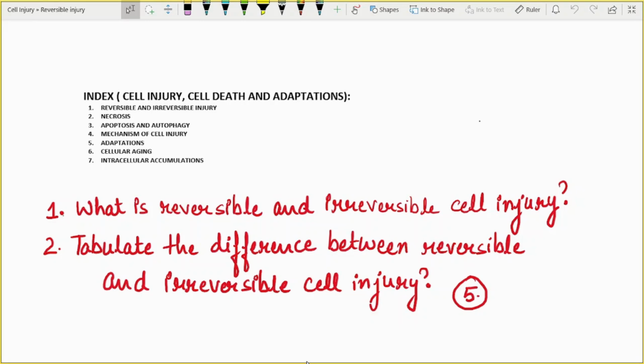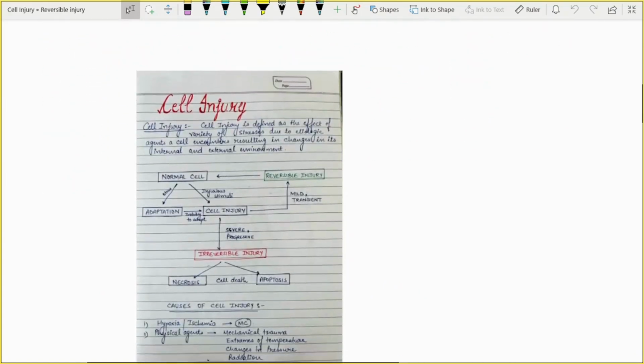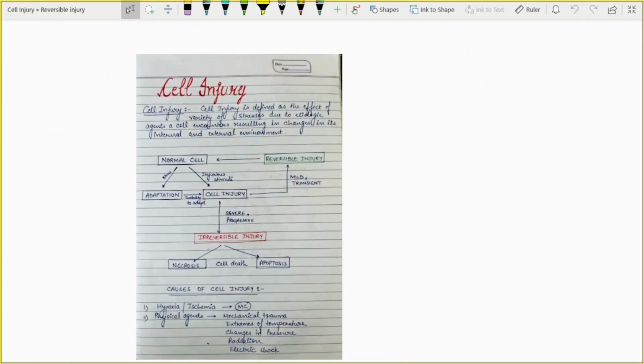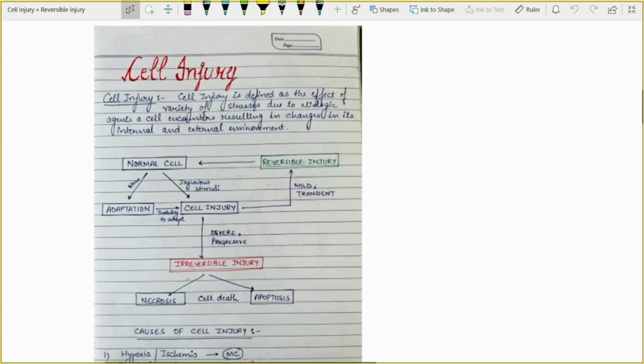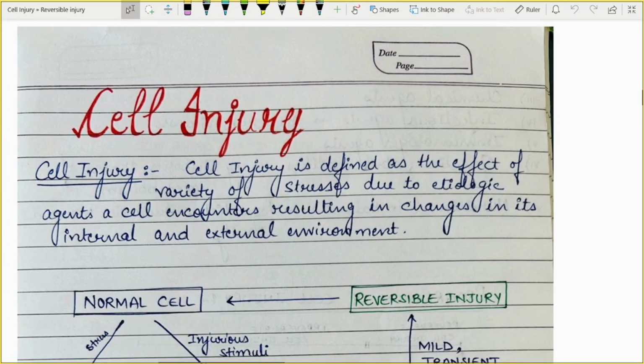This is how a question will be asked. That is, what is reversible and irreversible cell injury, or tabulate the difference between the reversible and irreversible cell injury. Usually, these questions are asked in a 5-mark answer. So, this is how your answer will look on the answer sheet. Starting with the topic, that is what is reversible and irreversible cell injury.